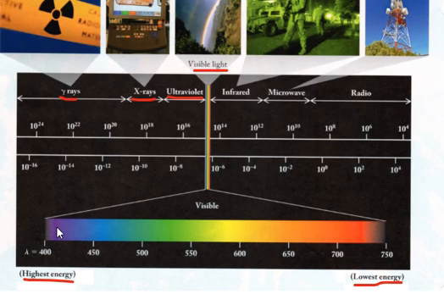And we start over here on the highest side with violet. We move into blue light, green light, yellow light, orange light. And over here on the lowest side, we have red light. Now, right after red visible light, we move into infrared or IR, followed by microwave, and then finally we have radios.